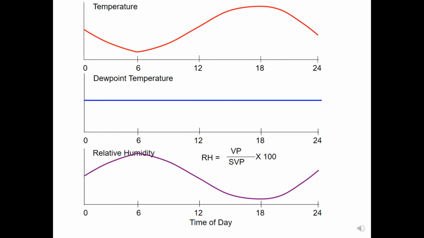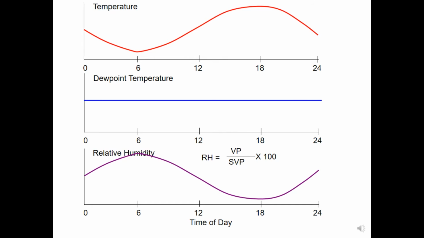So, in this case, since the relative humidity is the actual vapor pressure divided by the saturation vapor pressure, and the dew point temperature is essentially telling us that the vapor pressure is not changing throughout the entire day, then when the temperature goes down, the saturation vapor pressure went down. So we're dividing by a smaller number, so the relative humidity has to go up at that time period.